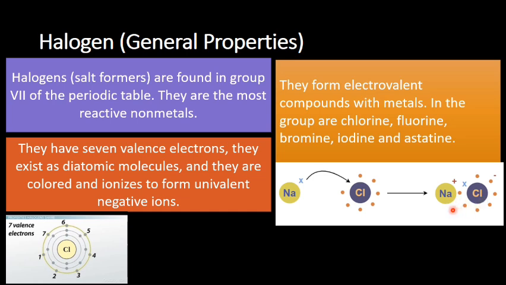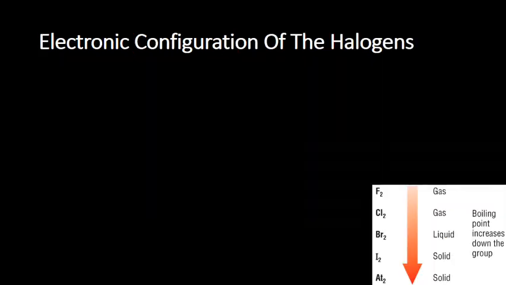Because of the nature of this bond, they exist as an ionic compound, that is, they possess charges: the negative charge as we are seeing on the chlorine, and the positive charge on the sodium. Now let's look at the electronic configuration of the halogens.